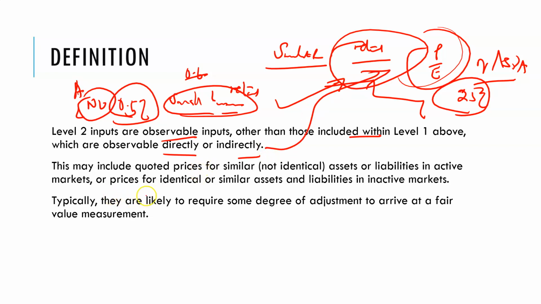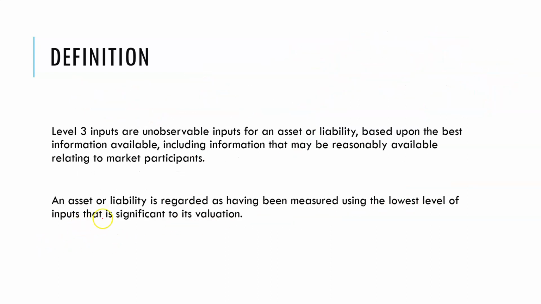This may include quoted prices for similar but not identical assets in active markets, or prices in inactive markets. So we're just really looking around because we don't have that same velocity, so to speak, in the level 1 market, in the level 2 market. So typically these require some degree of adjustment to arrive at fair value measurement.